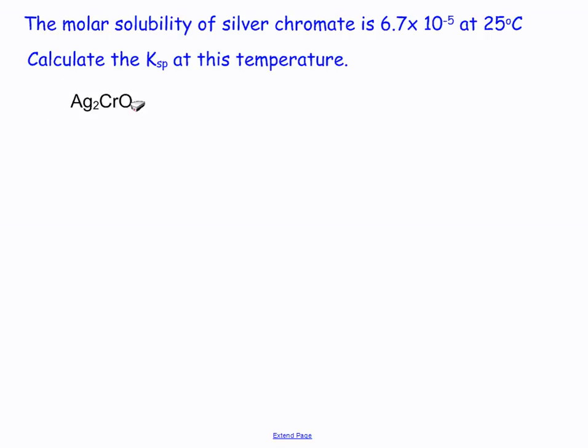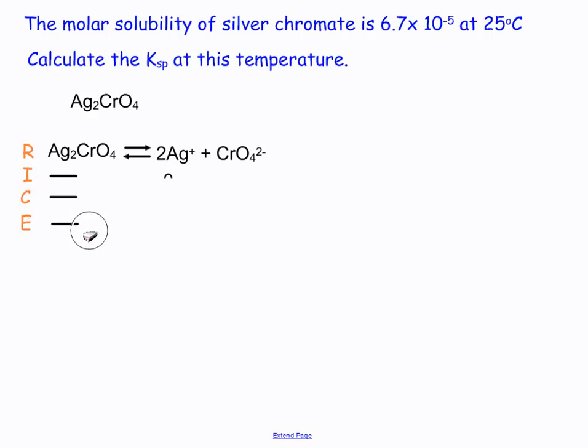First thing you need is you need to know its formula, silver chromate, Ag2CrO4. Then you need to know it breaks up into 2 silver ions and a chromate ion. And then I start filling in my RICE table. Pause if you need to reflect and try to figure out why there's a 2X here and an X here.